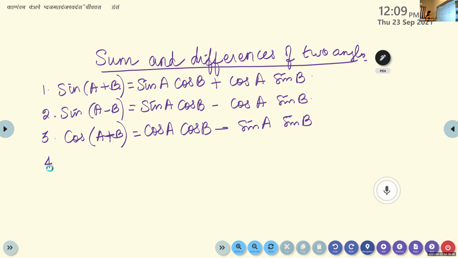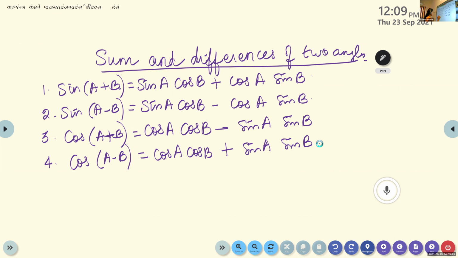Fourth one, cos of a minus b. It is cos a cos b plus sine a sine b. If it is a minus b, in cos, if it is minus, we write plus there.